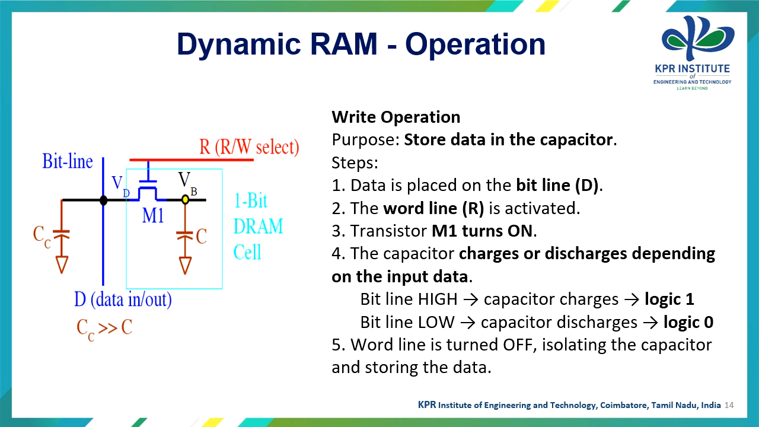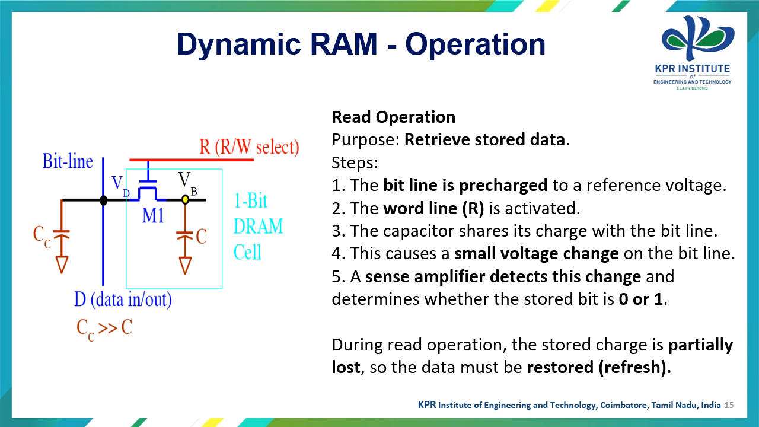If the bit line is high, then the capacitor will be charging, and we can understand it's a logic 1. If the bit line is low, the capacitor will be discharging, so the logic will be 0. The fifth step is that the word line is turned off, isolating the capacitor and storing the data. Now let's discuss the read operation.